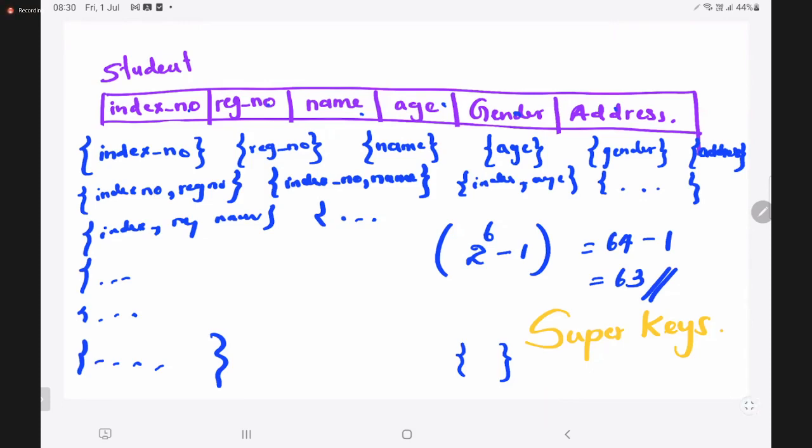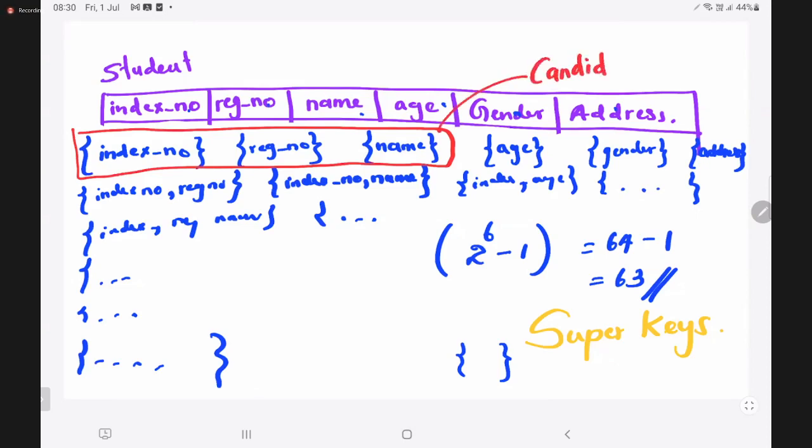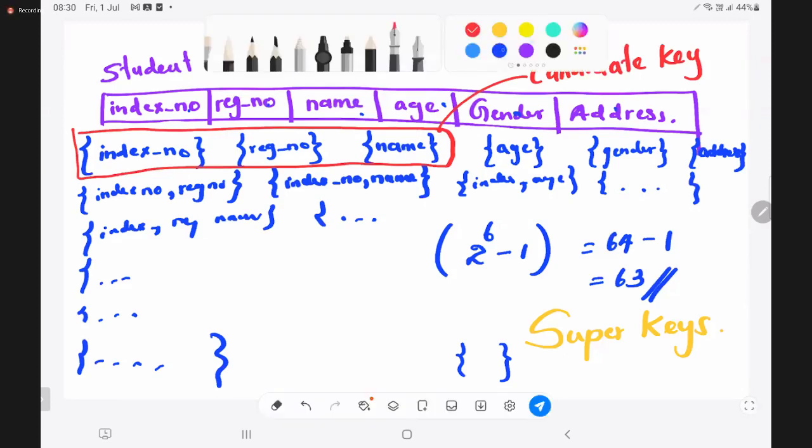like this: index number, registration number and name. Right, the most suitable ones are candidate keys. Candidate key. Right. And from these candidate keys, there is another more suitable one here.